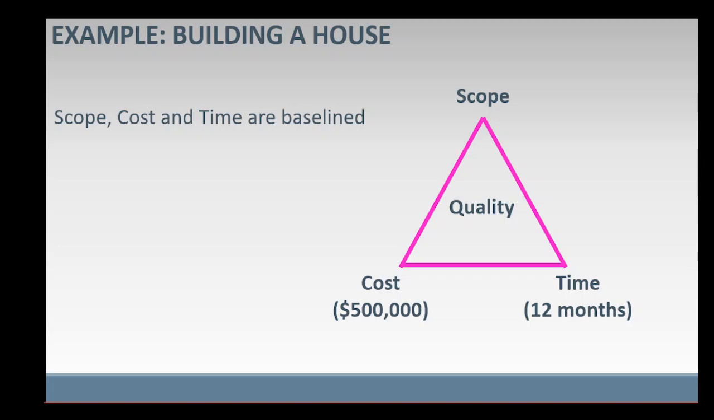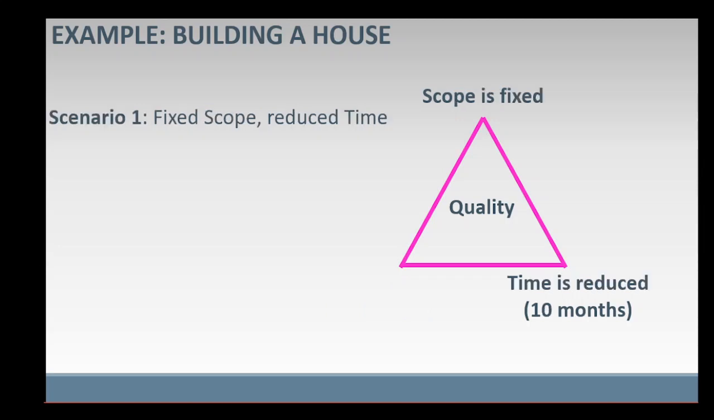Consider the following scenarios. Scenario 1, fixed scope, reduced time. During construction, the client requests for the house to be completed ahead of schedule in 10 months without any change in scope. For the time constraint to be reduced to 10 months without reducing or compromising quality, more resources will be required, or the same resources will work extra hours, which will increase the cost constraint.